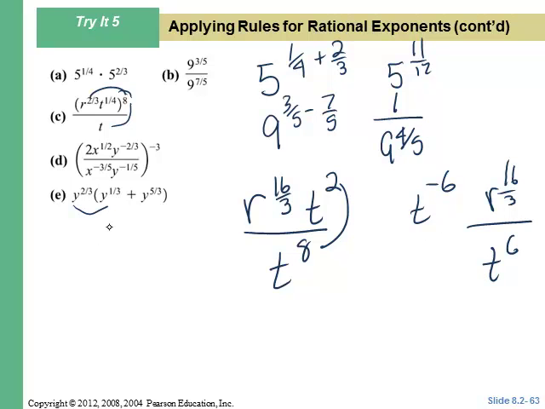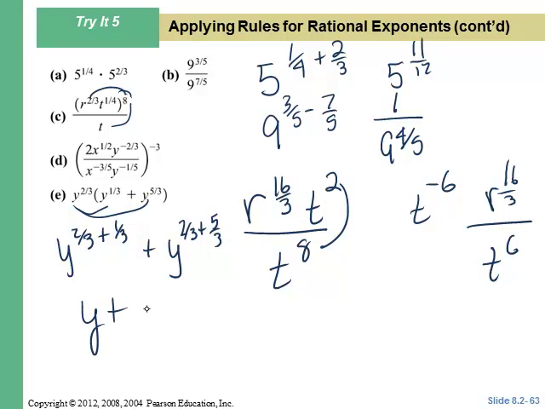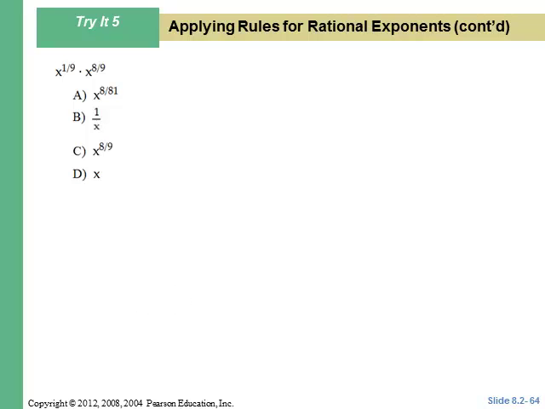This one, we have to multiply it by each one of those, so it's y to the 2/3 plus 1/3, plus y to the 2/3 plus 5/3. 2/3 and 1/3 is y to the 1st. 2/3 and 5/3 is y to the 7/3. Okay, so multiplying means we add the exponents. 1/9 plus 8/9 is 9/9, which is x.